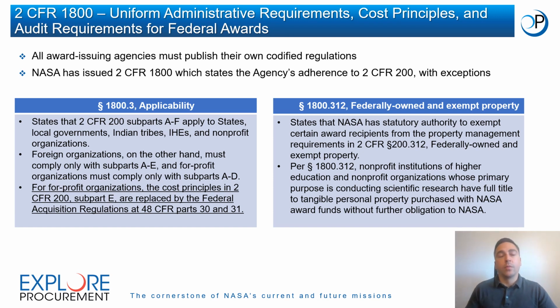Section 1800.312, titled Federally Owned and Exempt Property, states that NASA has statutory authority to exempt certain award recipients from the property management requirements in 2 CFR section 200.312, federally owned and exempt property. For section 1800.312, nonprofit institutions of higher education and nonprofit organizations whose primary purpose is conducting scientific research have full title to tangible personal property purchased with NASA funds without further obligation to NASA.